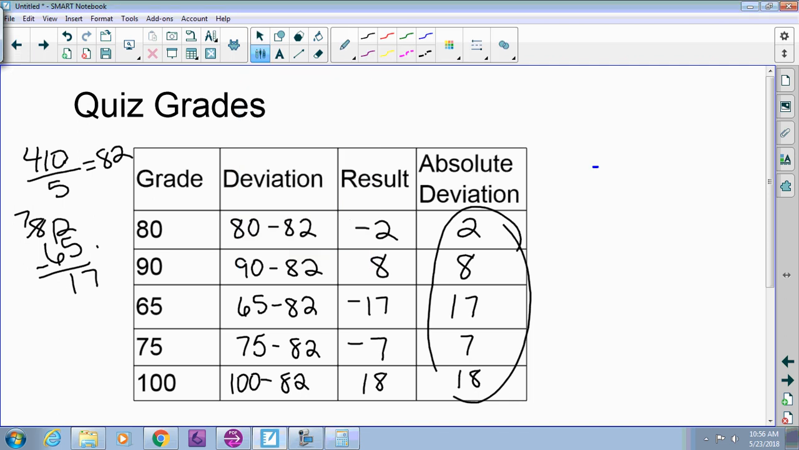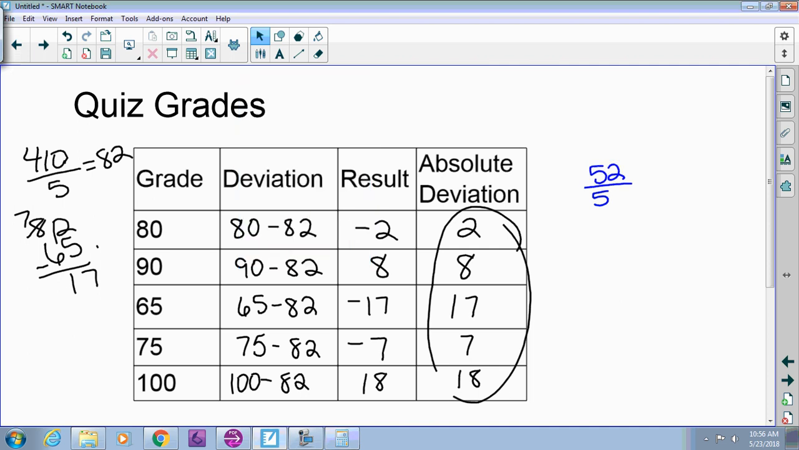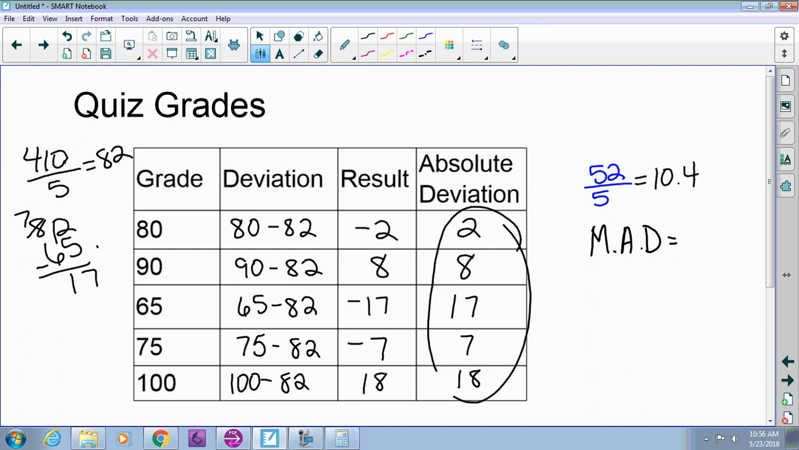So we're going to write 52. That was the total deviation overall from the score of 82 out of 1, 2, 3, 4, 5 different kids. So you're going to take 52 divided by 5, and you're going to get 10.4 as the mean absolute deviation.